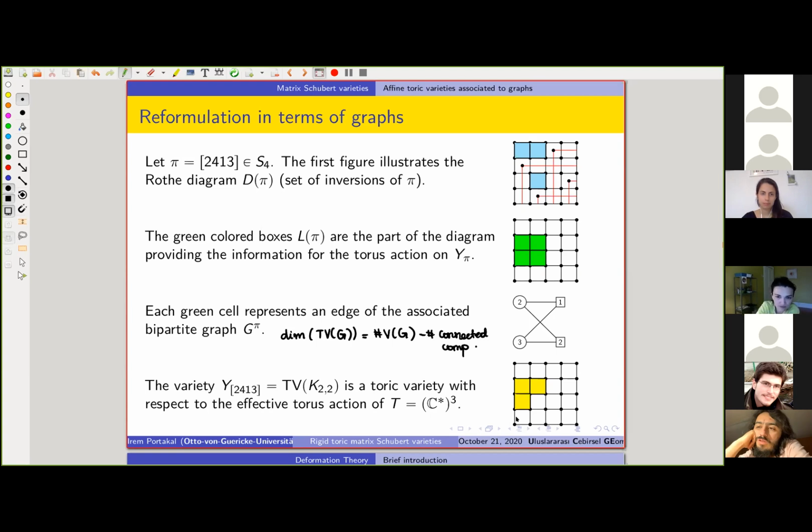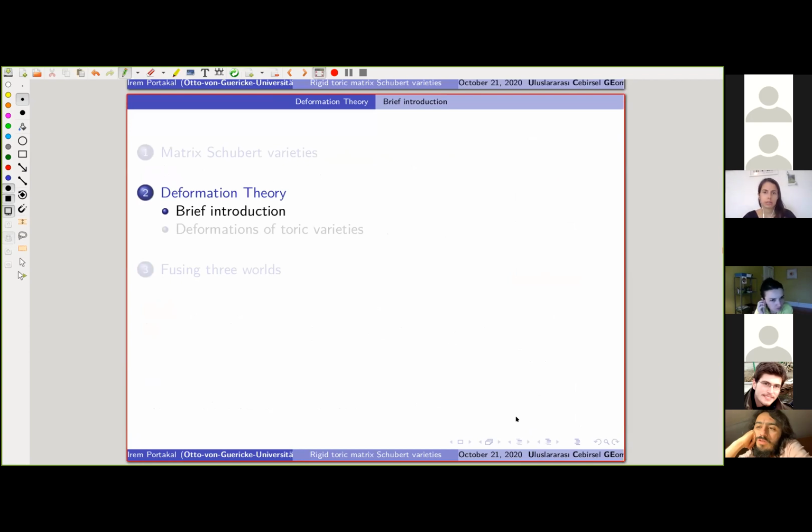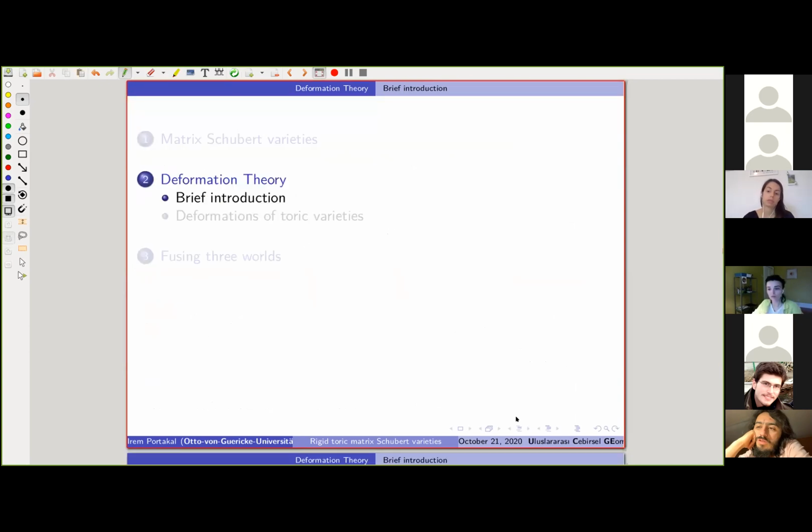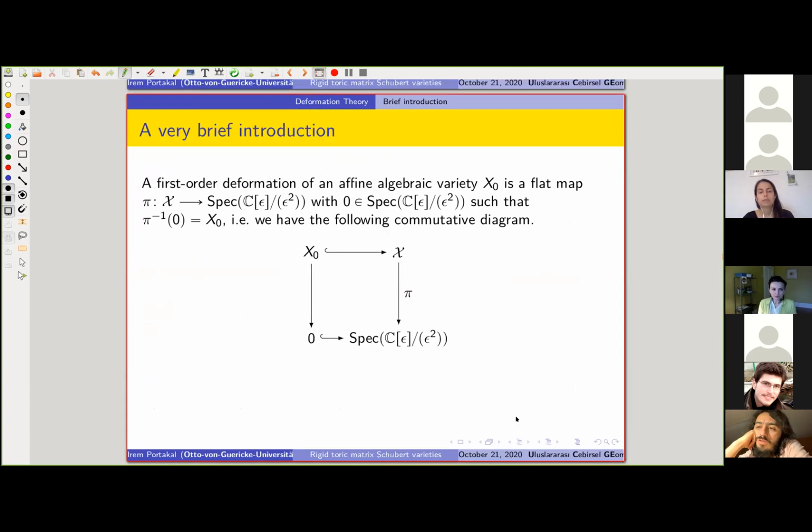Yeah, so this is it about toric matrix Schubert varieties. And now I will talk very briefly about deformation theory, what I mean by a deformation. And mostly I will be interested in deformations of toric varieties. So by a deformation, I mean a first order deformation, which means that your base space is the Spec of the dual numbers. And then you're considering a flat morphism, where the zero fiber of this morphism is the variety that you would like to deform. And if this diagram commutes, then you say that this is a deformation of X0.